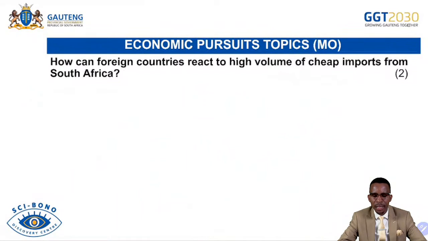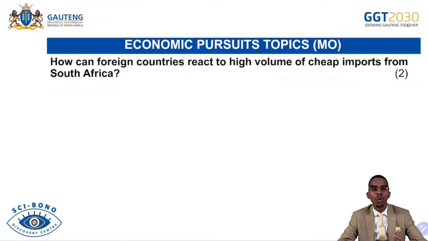How can the foreign countries react to high volume of cheap imports from South Africa? So now the question is, if ever South African businesses are selling their goods in relatively lower prices abroad, our exports are becoming cheap abroad, which, remember, as we export, we call them export, but they receive them as import. If our goods are relatively cheap abroad, then how will the foreign countries react?